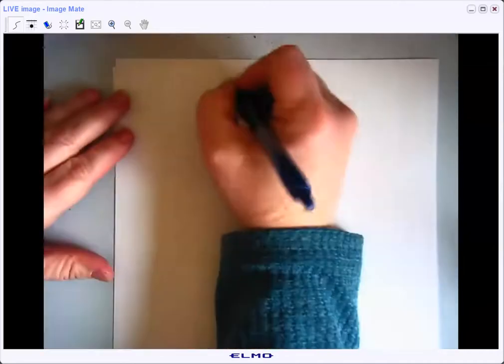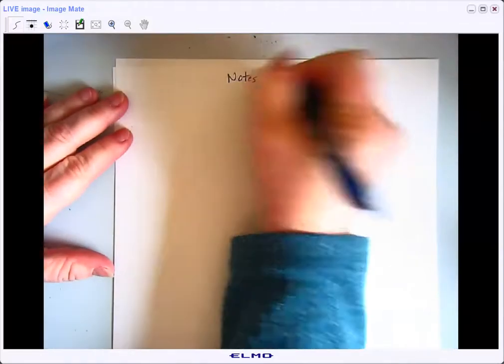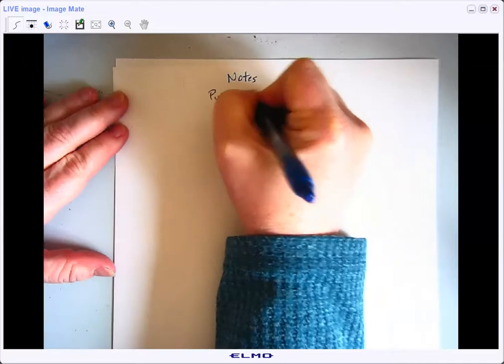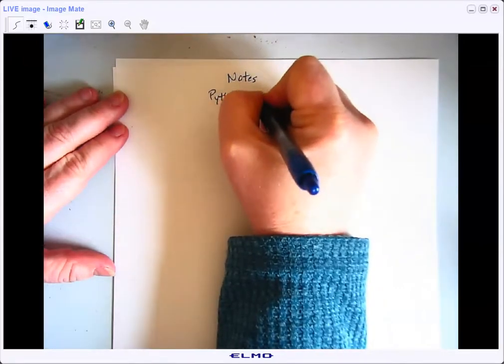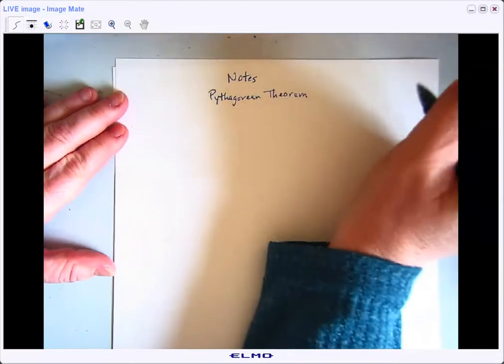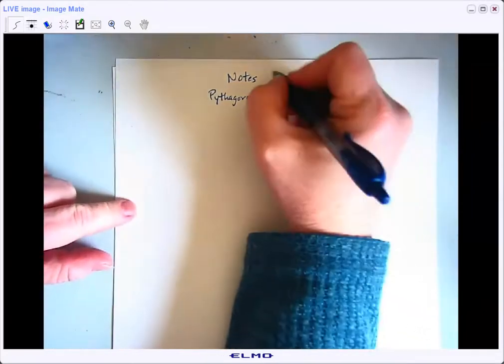We're going to go over some notes on the Pythagorean theorem. But this time we're using it in a little different way.